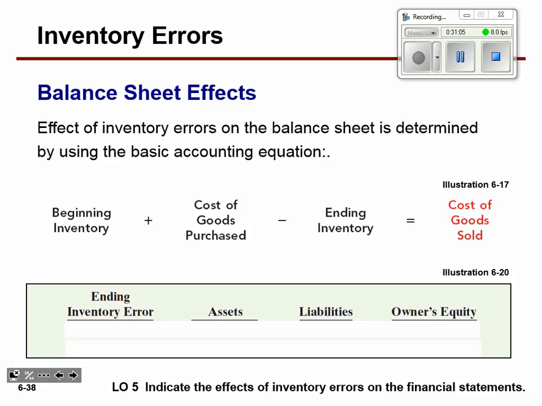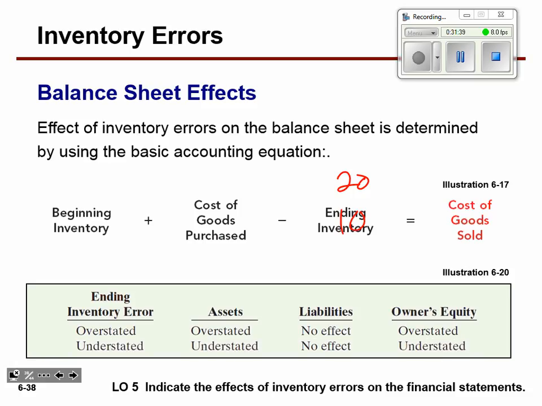Ending inventory. You own that asset. If you overstate that, so in other words, if there's 10 in ending inventory, but you say there's 20, it's going to look like you have more assets than you do, and it's going to look like you're worth more than you really are. Liabilities aren't really affected here. So if you overcount or overstate your inventory, it's going to look like you have more assets, also making it look like you're worth more. If you understate it, it's going to look like you have less assets than you do, and it's also going to make you look like you're worth less than you really are.